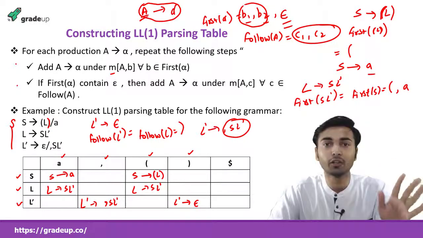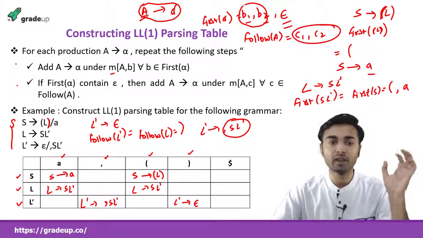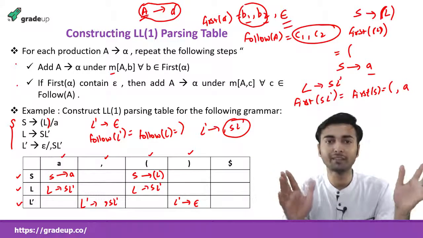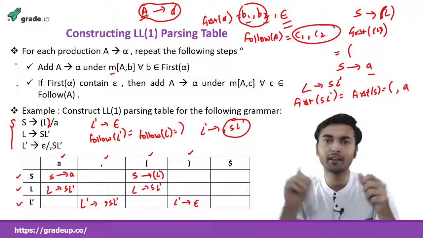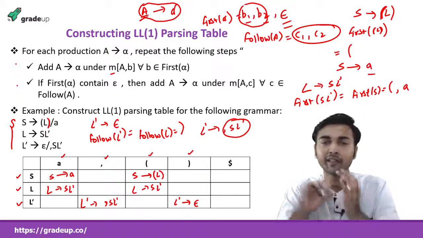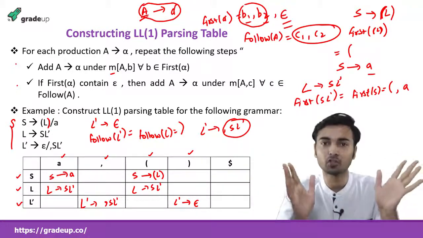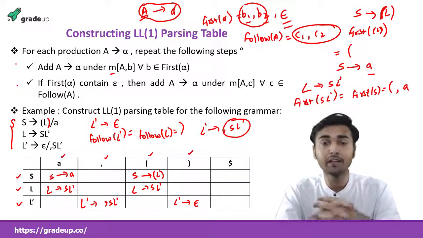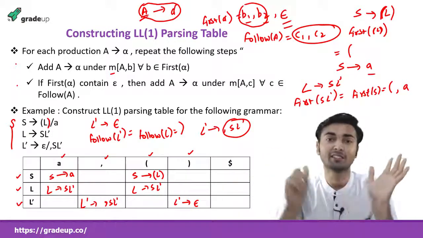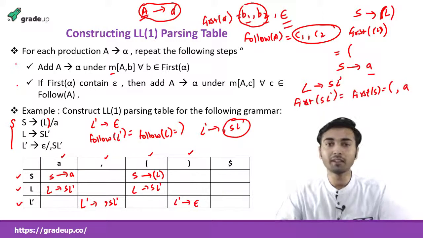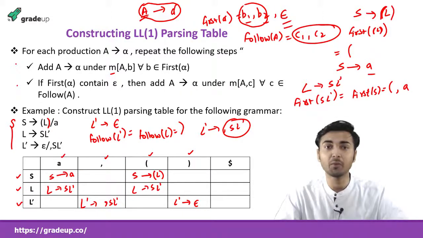So, this is your LL1 parsing table. This is how you generate an LL1 parsing table. Only two things to keep in mind. Begin with finding the first of the RHS. If it doesn't contain null, no problem, place the productions. If it contains null, then find the follow of the LHS. Got it? So, this is your final LL1 parsing table.